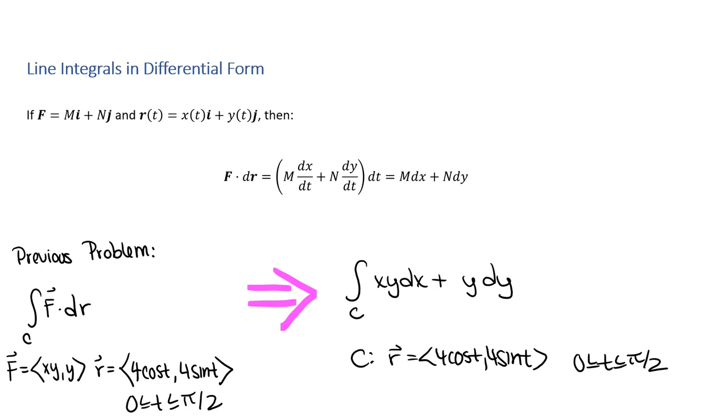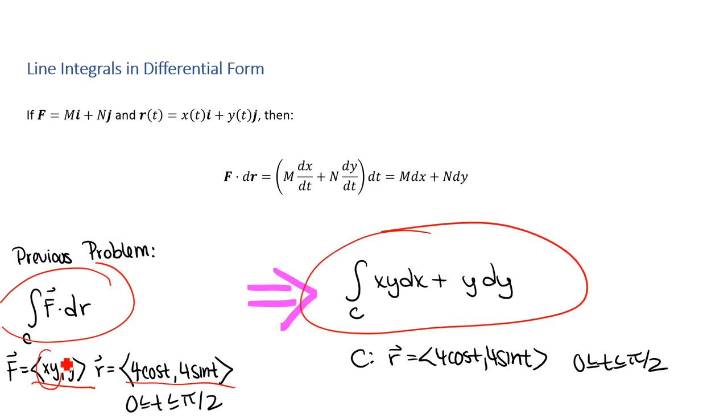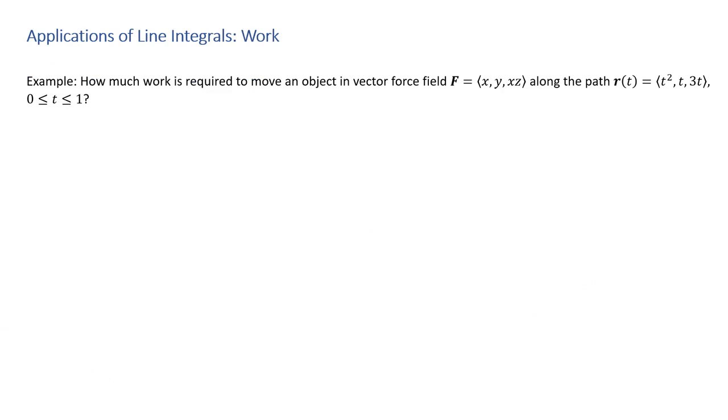So for example, in the previous problem, we were finding F dot dr, and our F was xy, y, and our r was 4 cosine t, 4 sine t. In this new notation, that exact same problem might have been worded as the integral of xy dx plus y dy, and then the path would be described in the same way. The way you compute this integral is the exact same, so the work that's done doesn't change. It's just a different way of wording the problem.